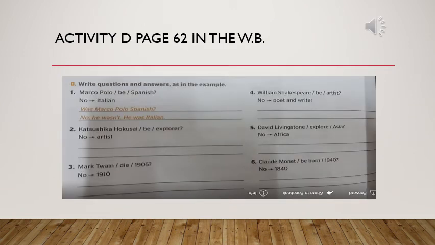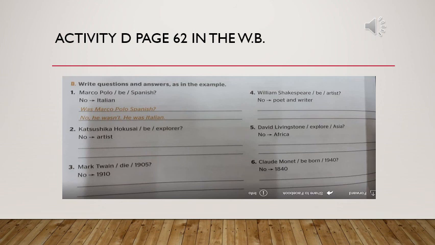So now the last one is activity D, page 61 in the workbook. We have to make questions and answers as in the example. Now look at the example. Marco Polo be Spanish. Be means you have to use was or were. Instead of be, don't use be. Use was or were. So, no, he wasn't. He was Italian. Okay. Number 2, Katsushika Hokusai be explorer.